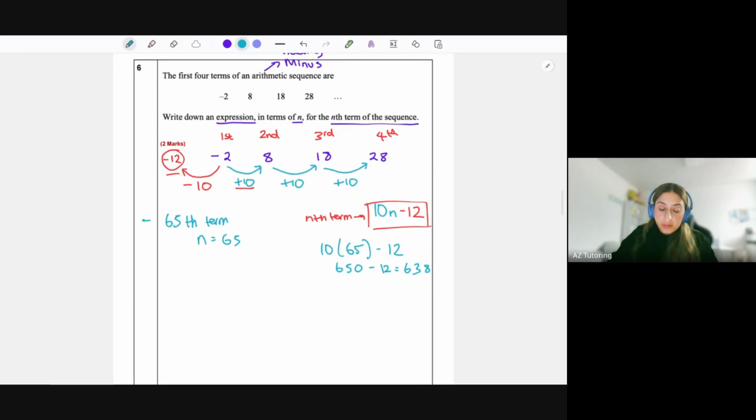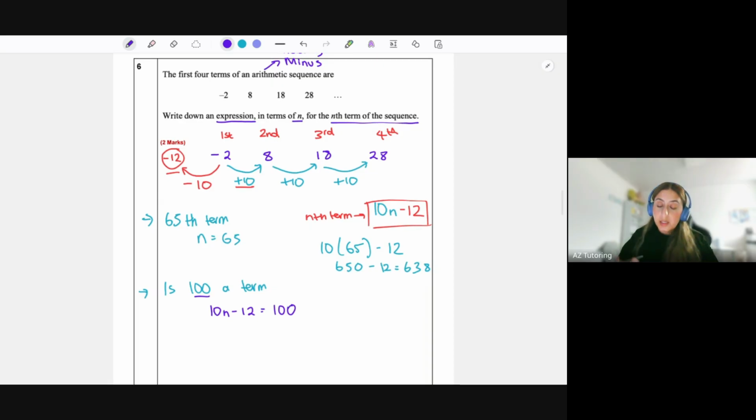Another way they can ask you the question is, they will say, is 100 a term? That just means, when you solve this, is 100 in the sequence. So what you do here is you take the nth term, 10n minus 12, and you make it equal to the number. So there's two things they can ask you. They can either ask you to find the 100th term or the 50th term, or they can say, is this number a term? What you do is you always make that equal to the expression, and then you solve it.